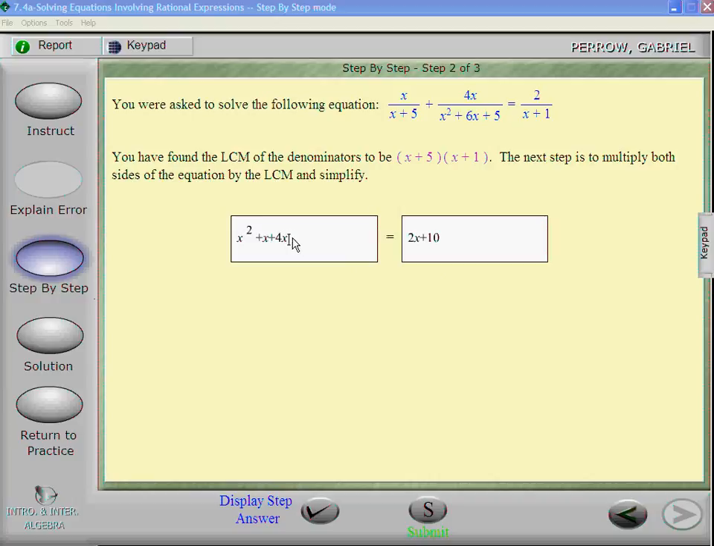And just an observation is that I'd have x squared plus x, and then the plus 4x left over from the second fraction. X plus 4x should add up to 5x. So I should be able to add these terms together and get 5x. And that would be the simplified left-hand side. And the right-hand side is 2x plus 10.